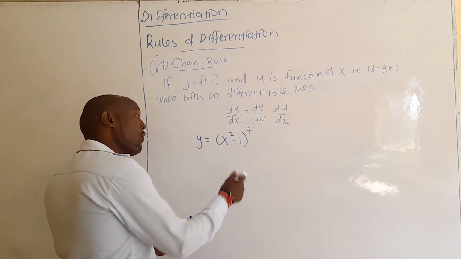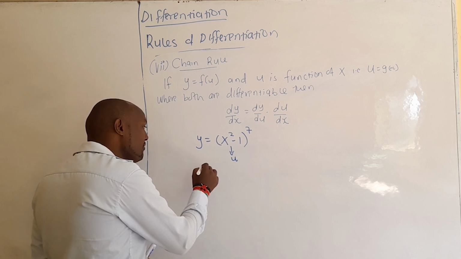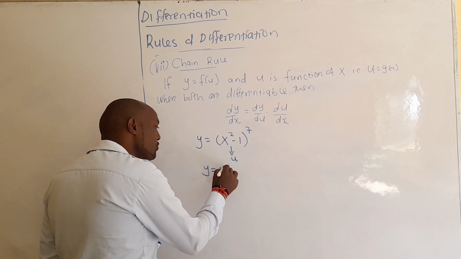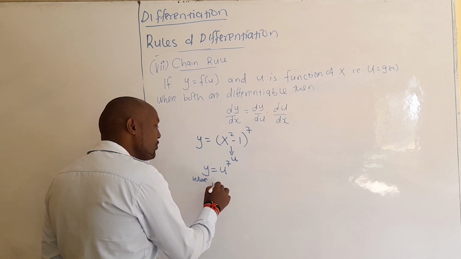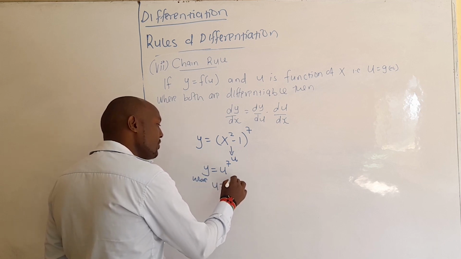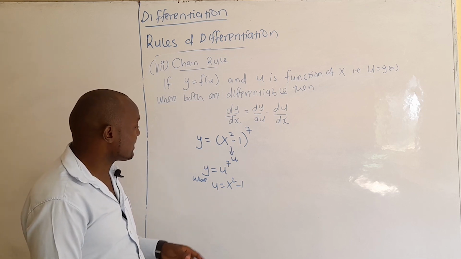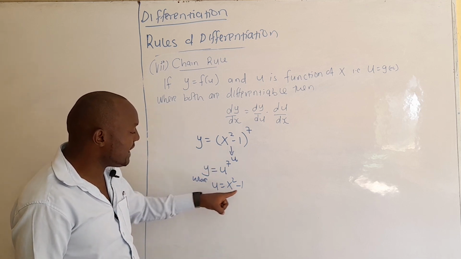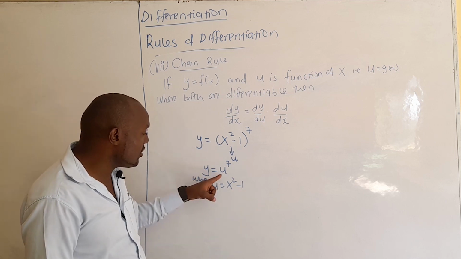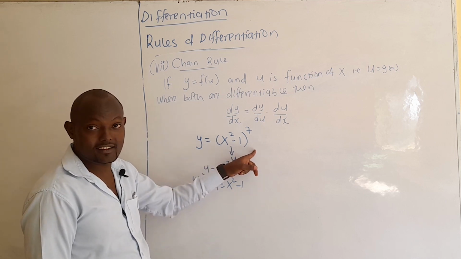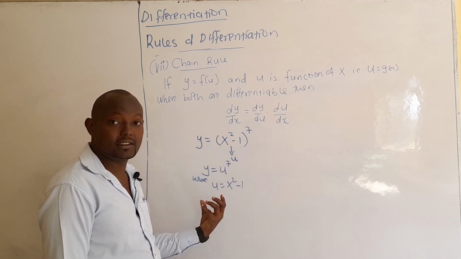With this one, we may assume this one is u. So we will have y equals u to power 7, where our u is x squared minus 1. I hope that one is clear. We let our u be x squared minus 1, so my y will be u to power 7. With that one, we can solve each independently.